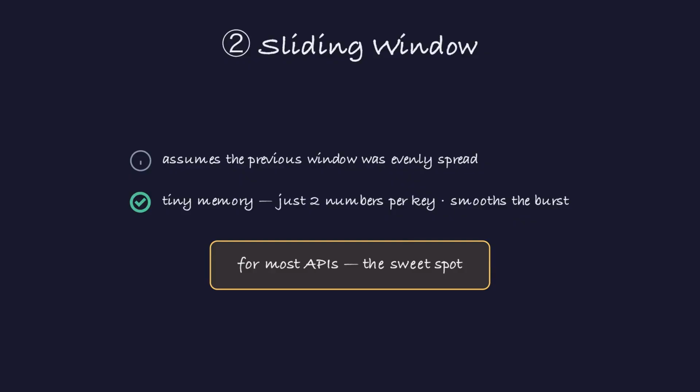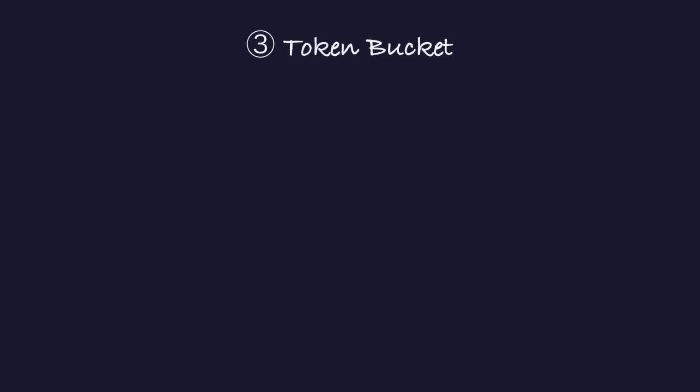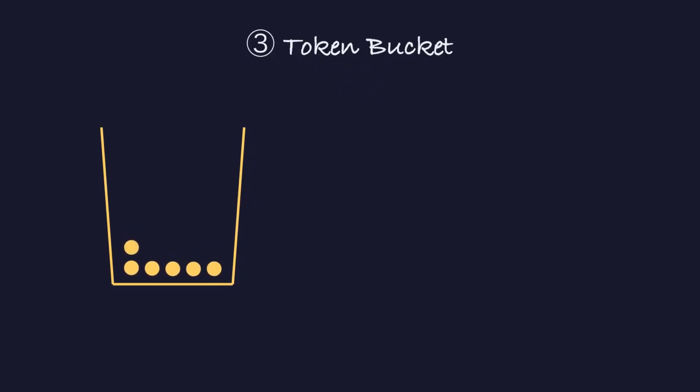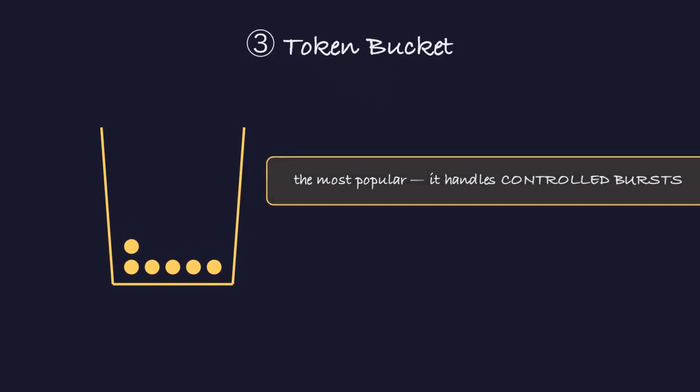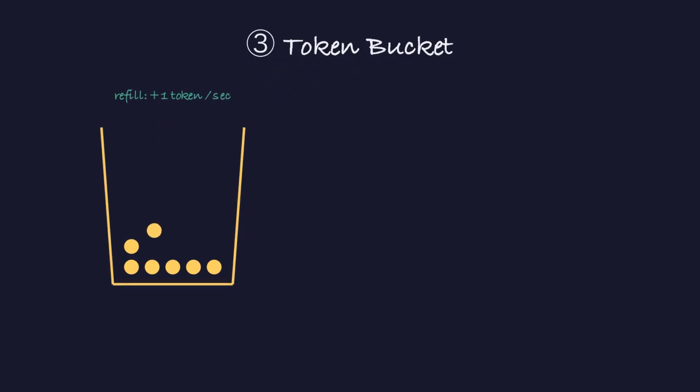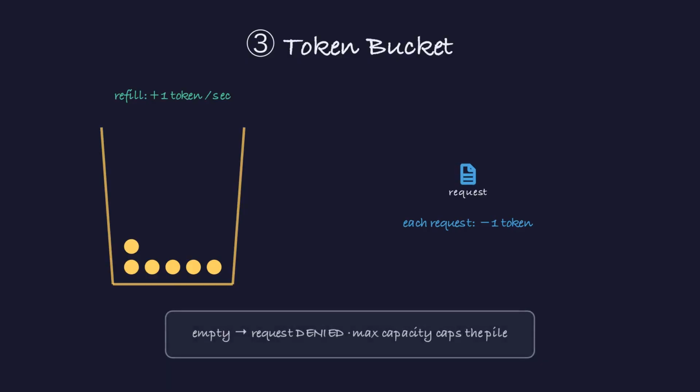For most APIs, this is the sweet spot. Token bucket is probably the most popular rate-limiting algorithm, and the one interviewers love most because it elegantly handles something the others don't: controlled bursts. The model: a bucket holds tokens. Tokens refill at a steady rate, say 1 per second. Each request removes one token. If the bucket is empty, the request is denied. And the bucket has a maximum capacity, so tokens can't pile up forever.